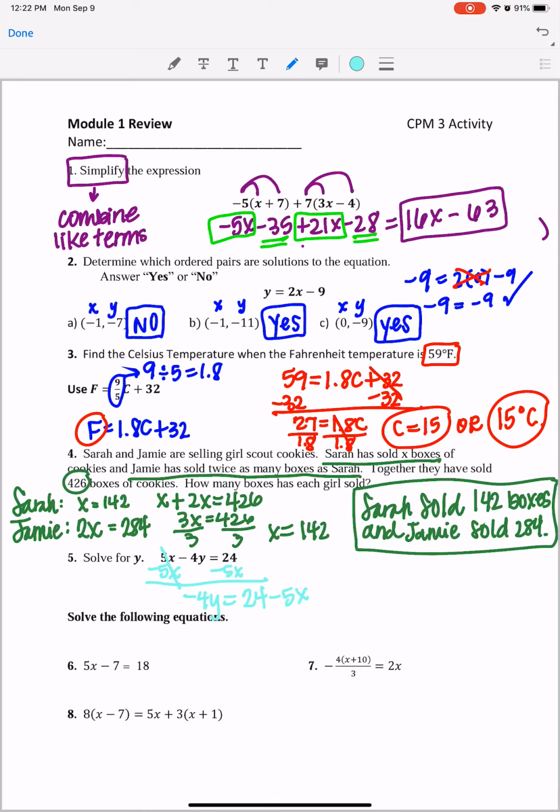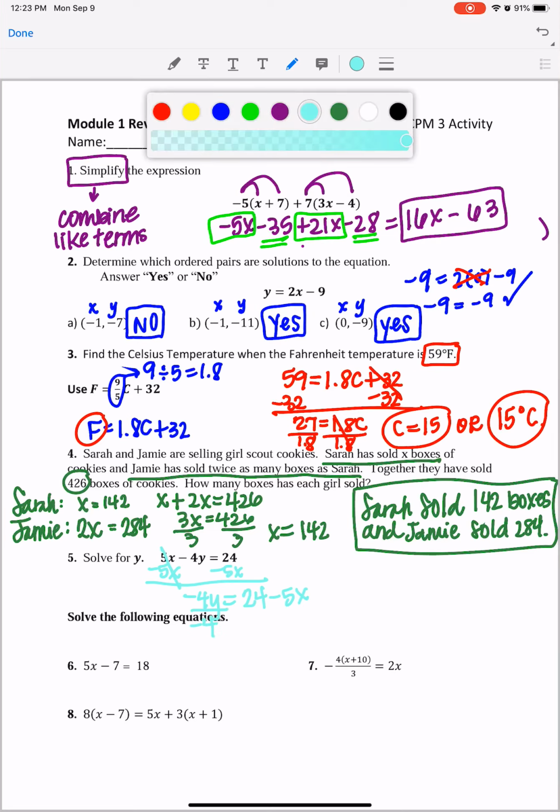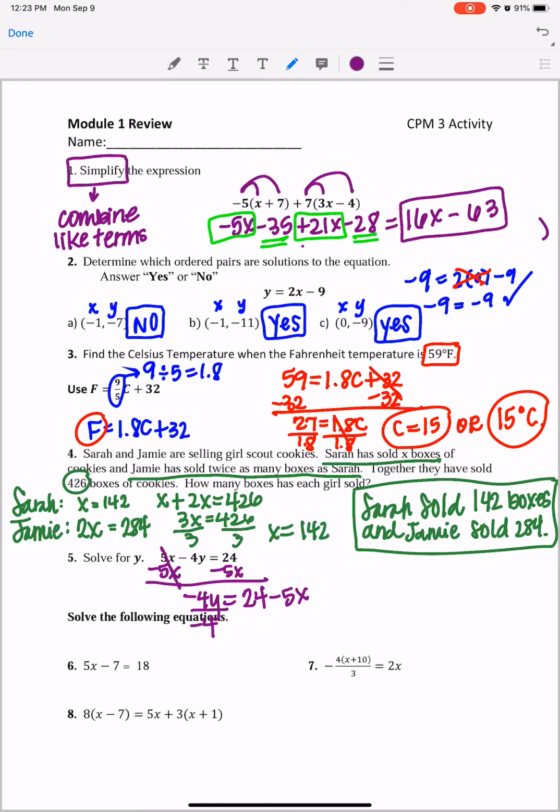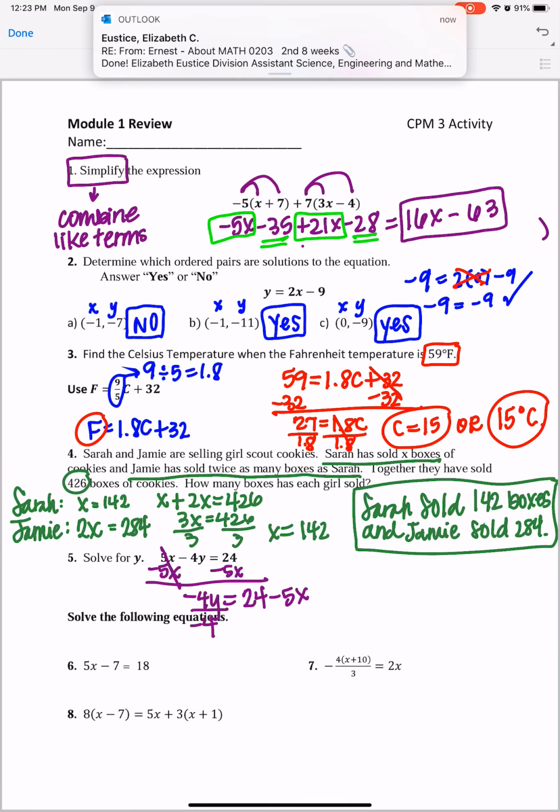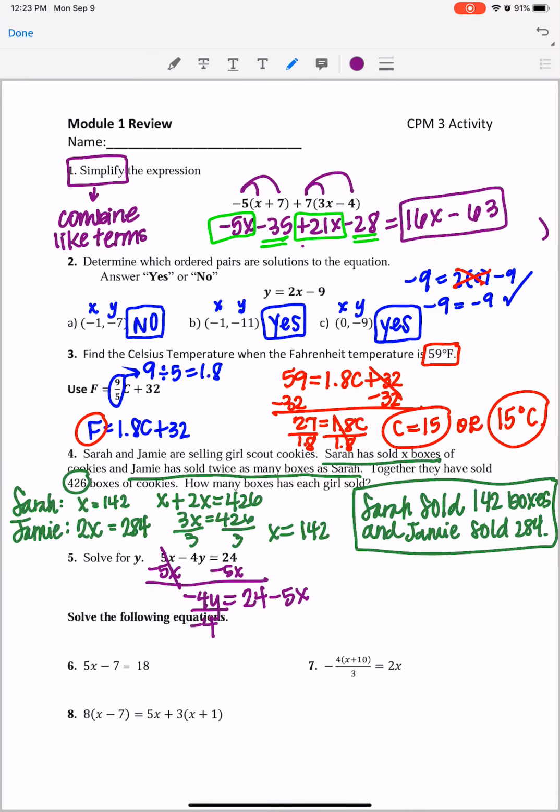My last step is to divide. Now be careful with this step. When I divide one side by negative 4, what are we going to divide by negative 4 on the right side? That's sort of a trick question. We're dividing both of them. Not just one, not just the other, but both.